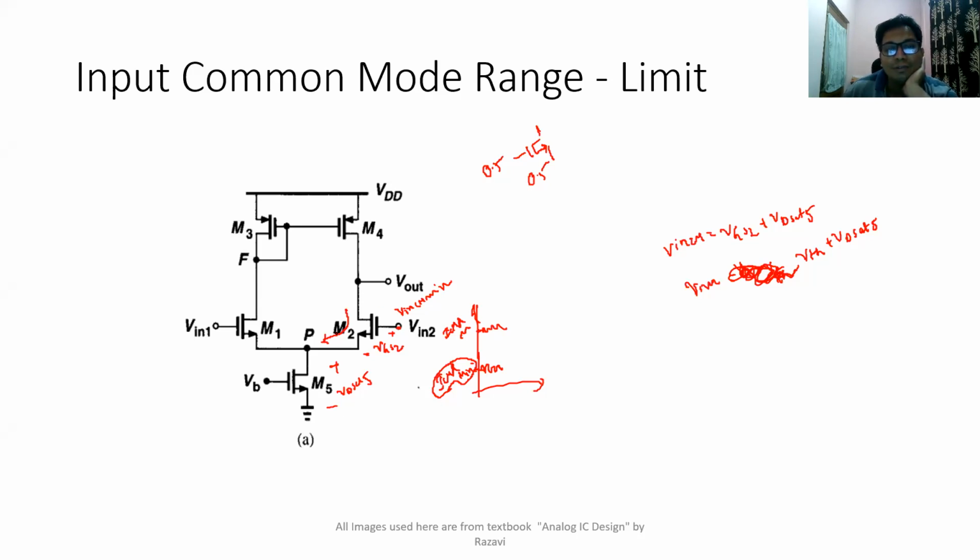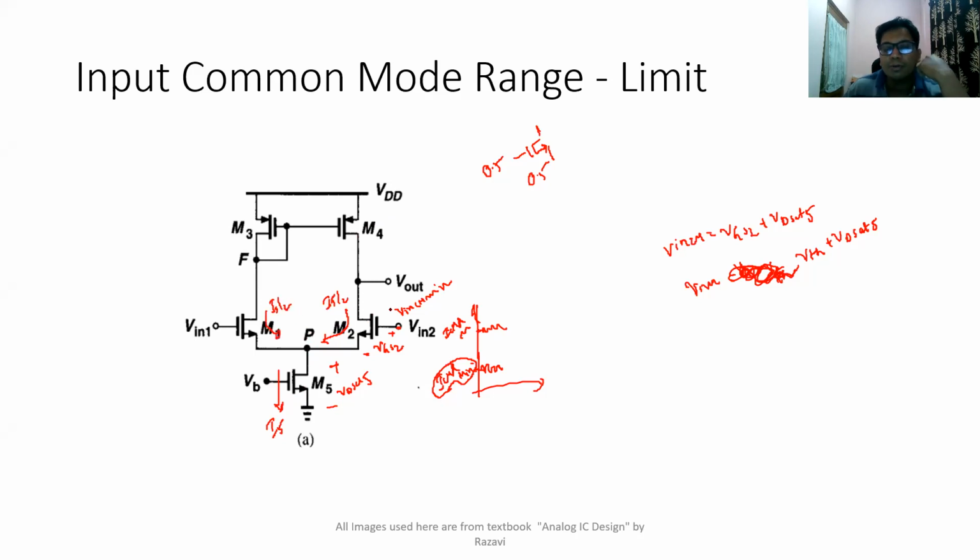What current will be flowing through this M2 transistor at bias point? If the total current flowing here is I5, what current should flow here at bias? Zero, sir. No, at biasing. I5 by 2, sir. I5 by 2, half of the current at bias point, half of the current should flow from here, half of the current should flow from here.